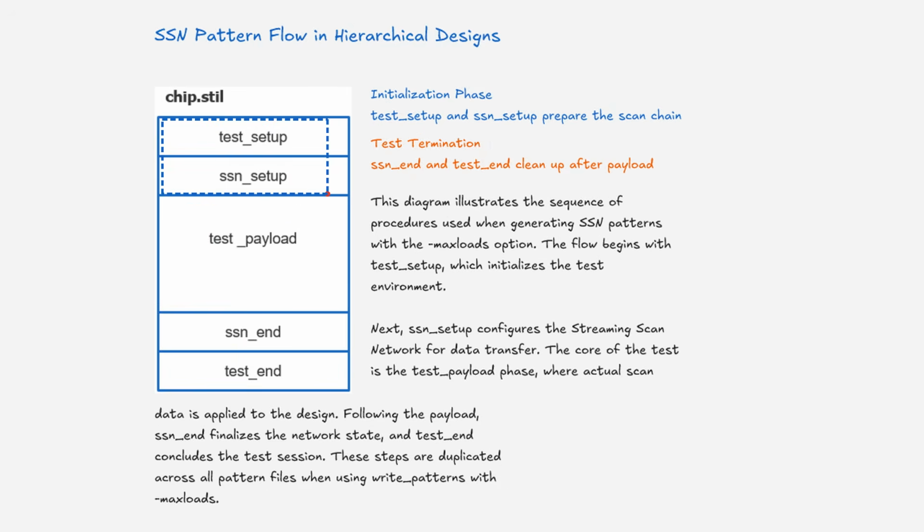This diagram illustrates the sequence of procedures used when generating SSN patterns with the max loads option. The flow begins with test setup, which initializes the test environment. Next, SSN setup configures the streaming scan network for data transfer. The core of the test is the test payload phase, where actual scan data is applied to the design. Following the payload, SSN end finalizes the network state, and test end concludes the test session. These steps are duplicated across all pattern files when using write patterns with max loads.